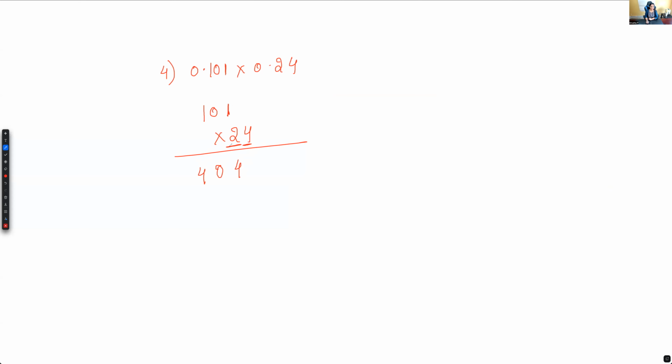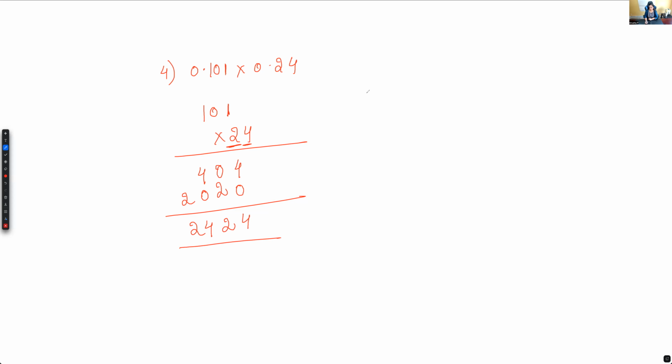Now I'm multiplying by 2. So in the tens place I'll keep 0. 2 times 1 is 2, 2 times 0 is 0, 2 times 1 is 2. Then you have to add those two numbers: 4, and 0 plus 2 is 2, and 4 plus 0 is 4, and 2.